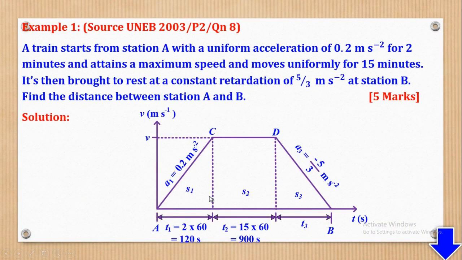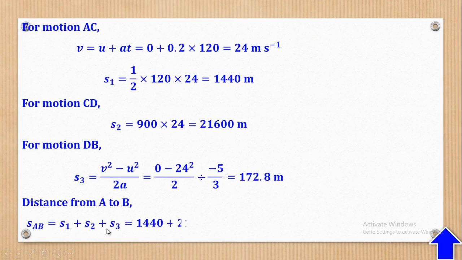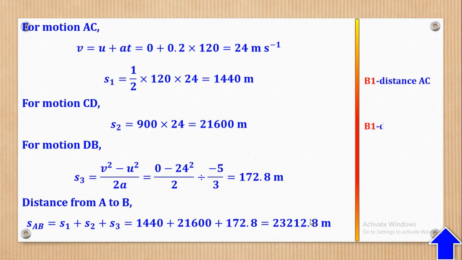Now that I've got S1, S2, and S3, I'll simply add the 3 to come up with the total distance. So the distance traveled from A to B will be equal to S1 plus S2 plus S3. S1 was 1440, S2 was 21600, and S3 was 172.8. When I add that, I'll come up with 23212.8 meters. So basically that's what they wanted, and now let's see how marks can be awarded.